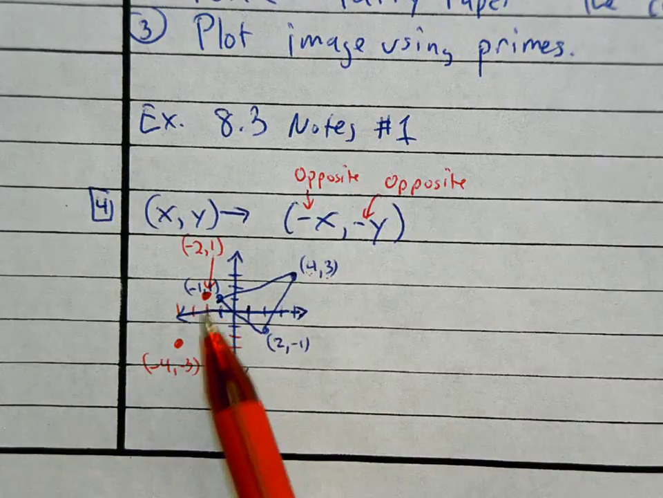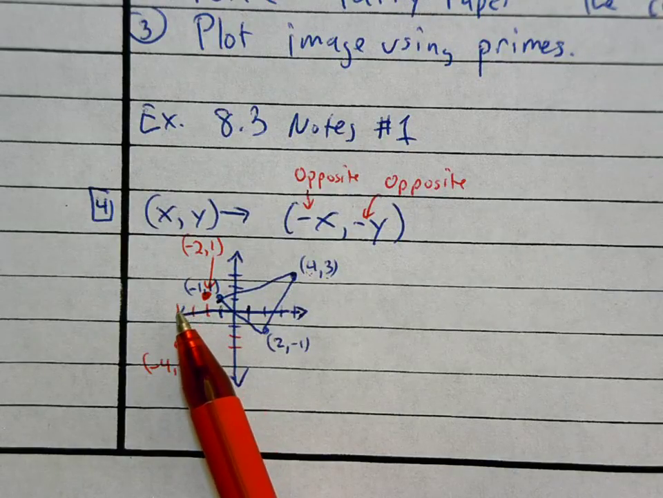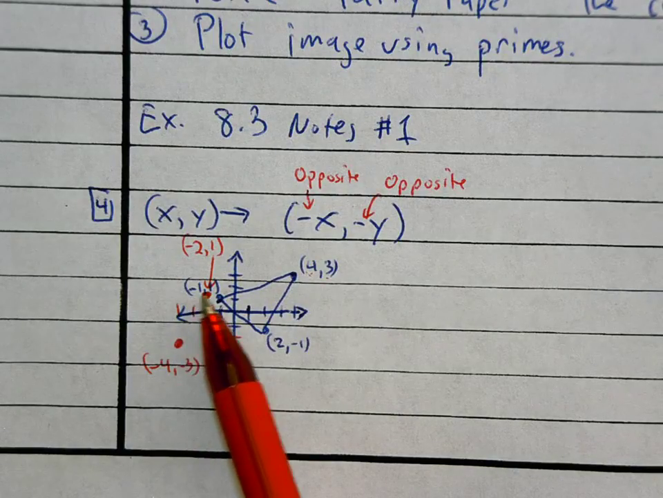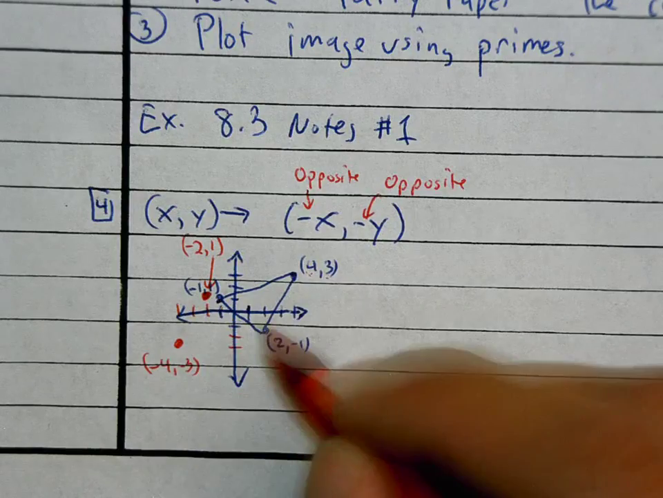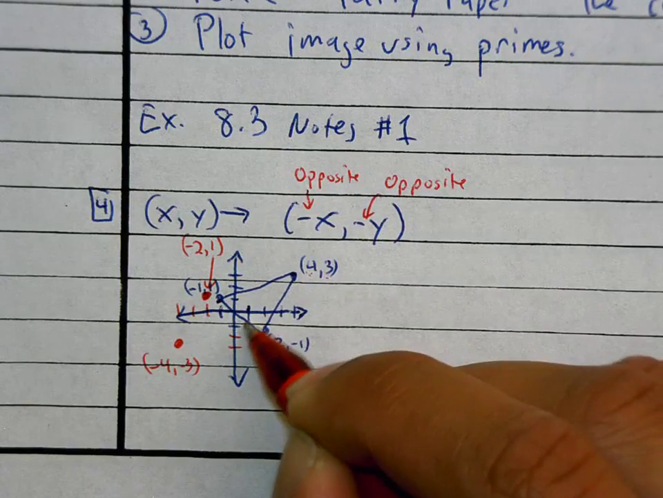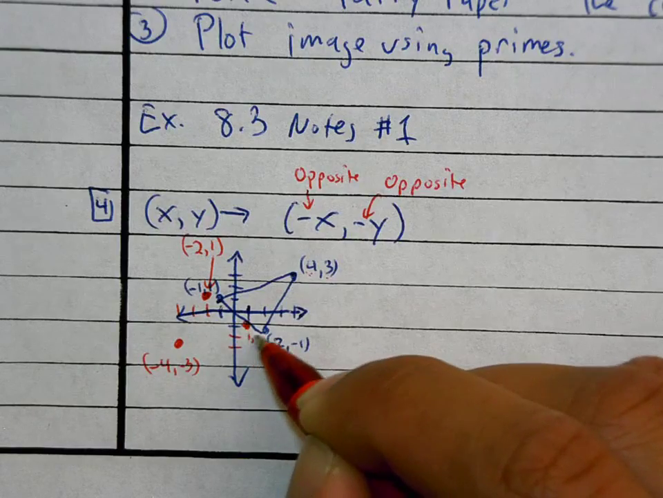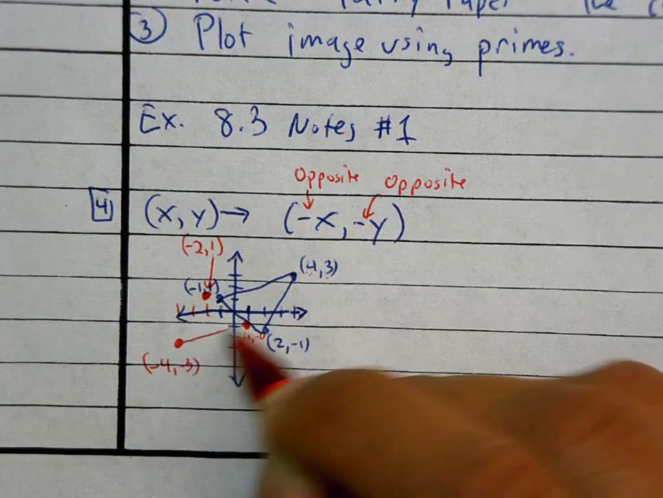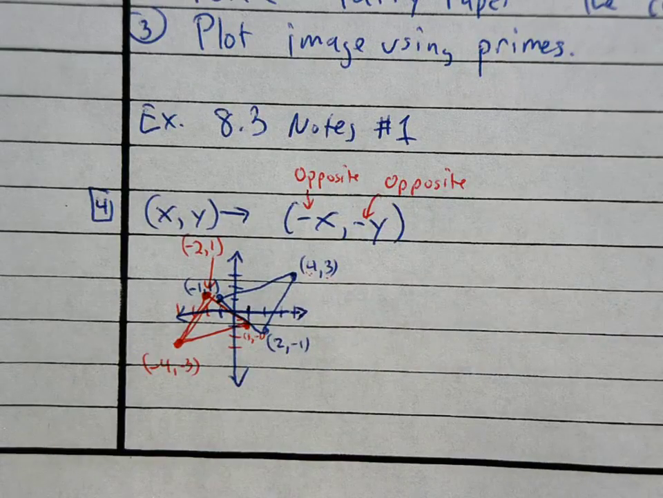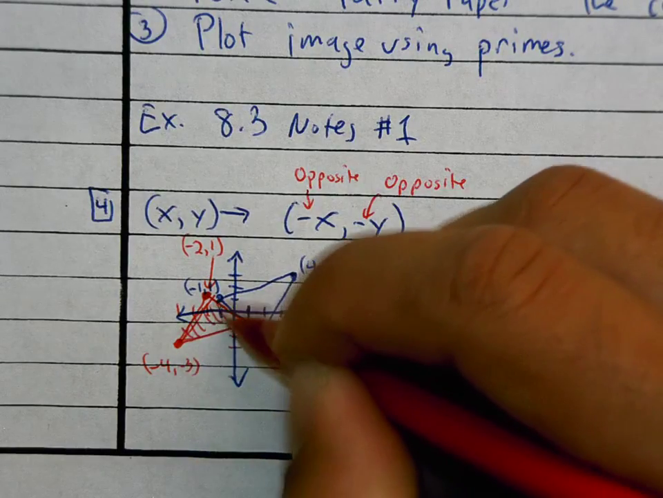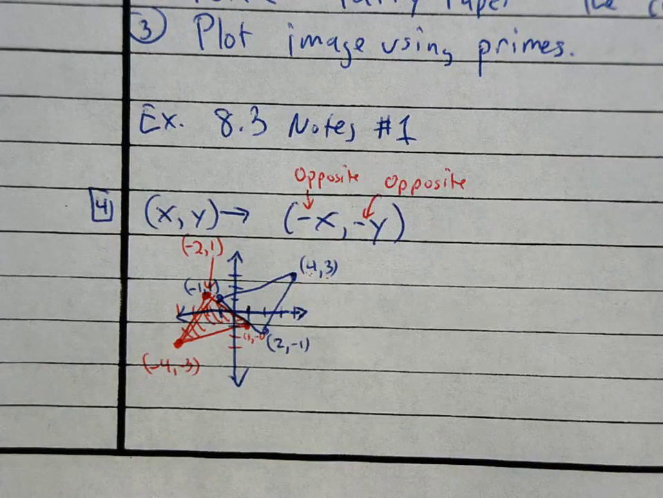I have one more point to do, which is this (-1, 1). I have to do the opposite of that x. What's the opposite of -1? And the opposite of that one. (1, -1), I believe, is right here. (1, -1), and I'm going to connect these dots. And I have this red shape. Pretty neat.